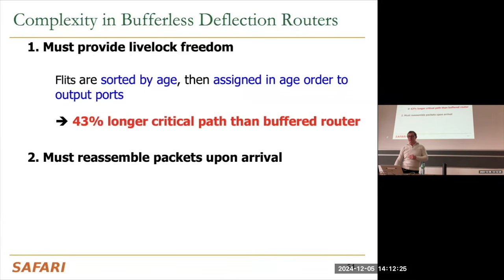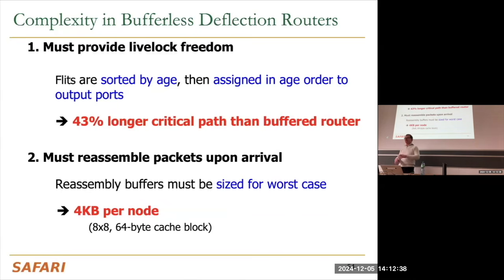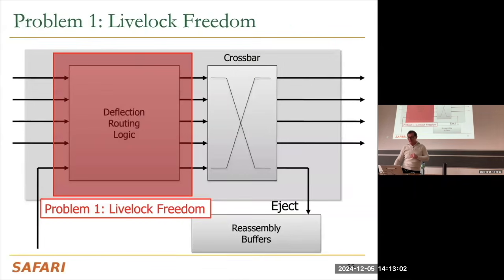And you also should reassemble packets upon arrival, and the number of buffers you have on the reassembly side, the destination side, needs to be sized for the worst case. And worst case meaning, what is worst case? Every single node is sending something to the same destination. So for example, for a small network, 64 nodes, 64 byte cache blocks, it could be 4 kilobytes per node. As the network scales, of course, this also increases. Okay, you may think this is not that bad, and I agree, it's kind of not that bad, but some of the issues that we're going to discuss are not just about the size of the buffers.